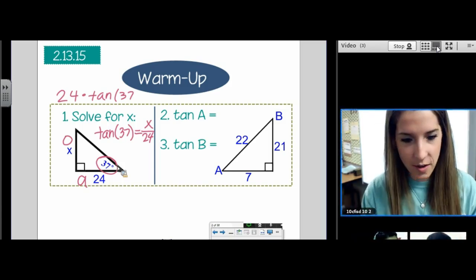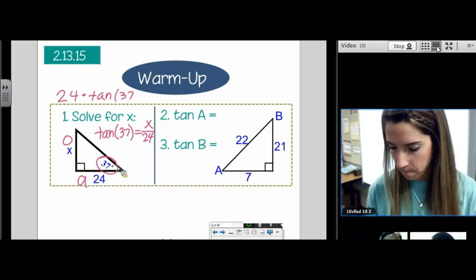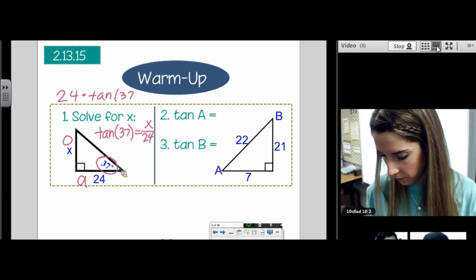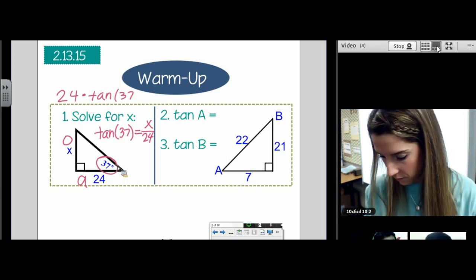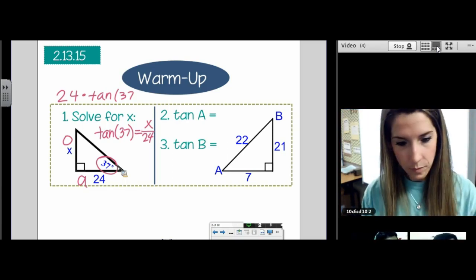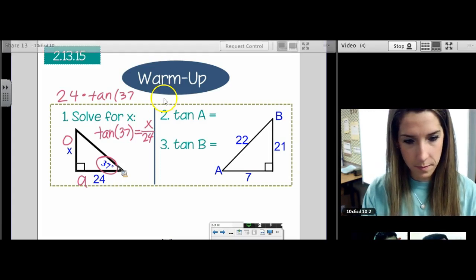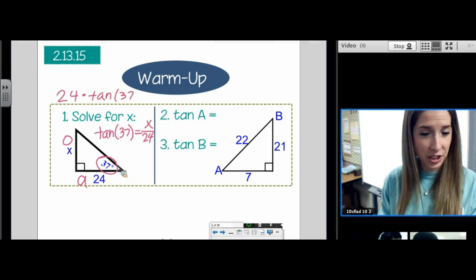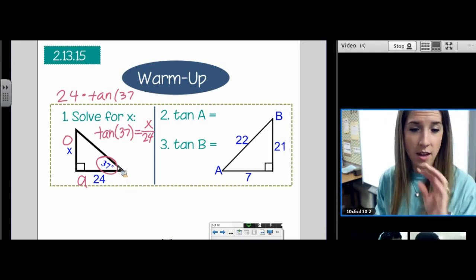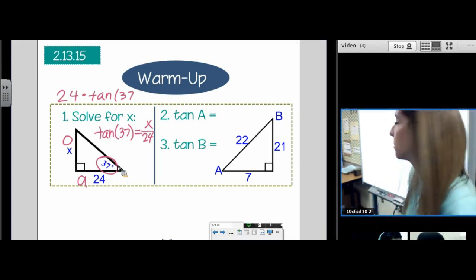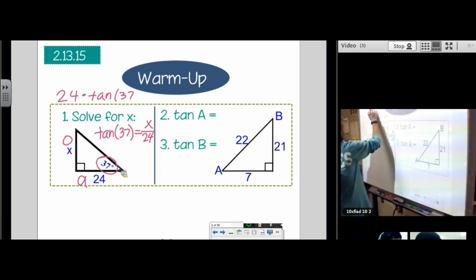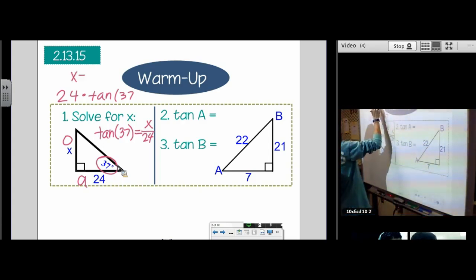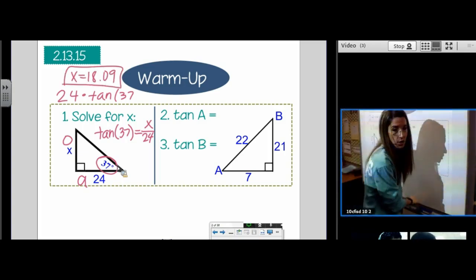All right, so Alexandria, what'd you get for the answer? What is x on number 1? All right, 18.0 actually should be 18.09, right? Because that 5 would bump the 8 up. We need to work on our rounding rules. So x would be 18.09 if we were told to round it to the nearest hundredth.